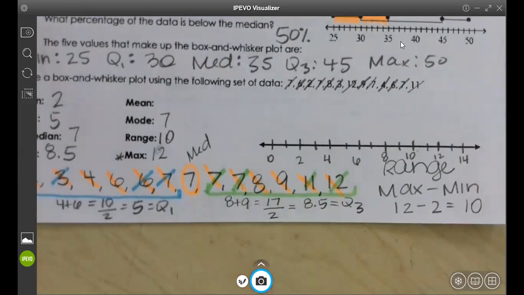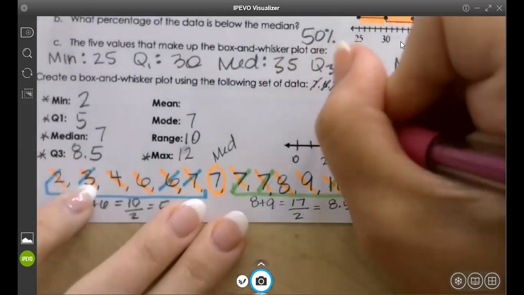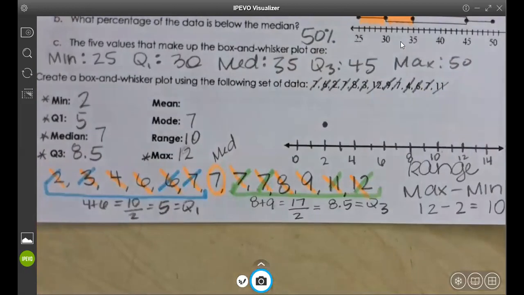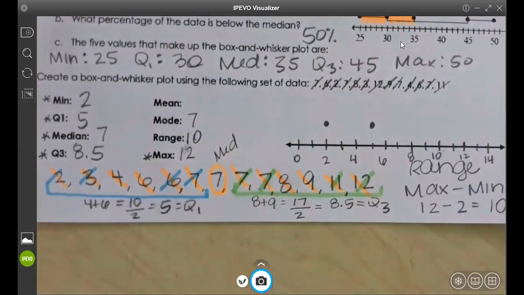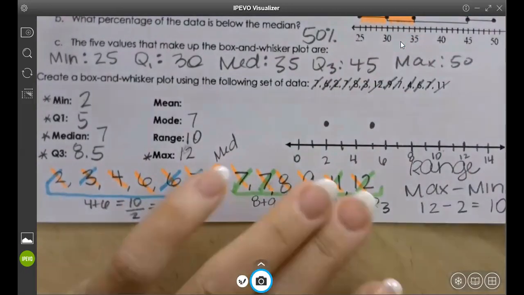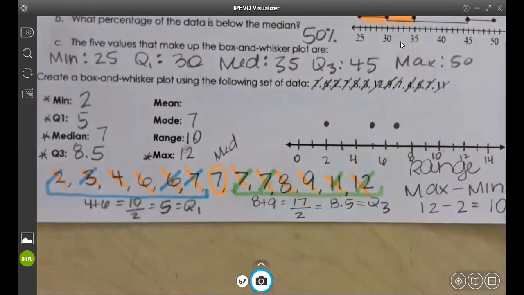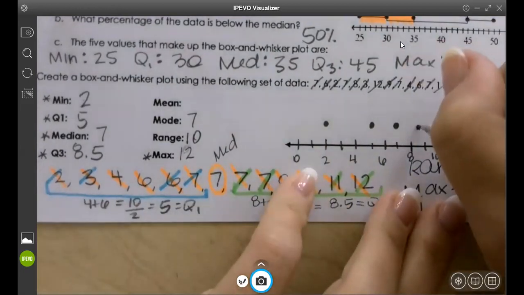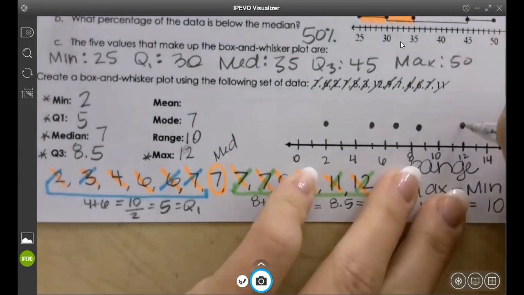You're going to start with all 5 of those dots. So our first dot, our minimum, is going to go above 2. We're going to go in order. Your Q1 is 5, so I'm going to make a dot above 5. Your median is 7, so I'll make a dot above 7, and we want these in a pretty straight line. Q3 is 8.5, so I'm going to make a dot above 8.5. And then our max is 12.